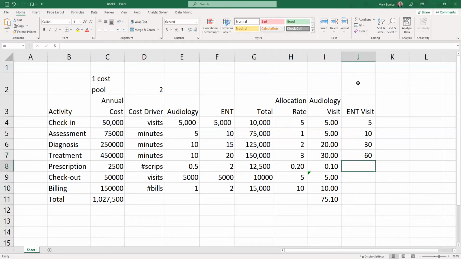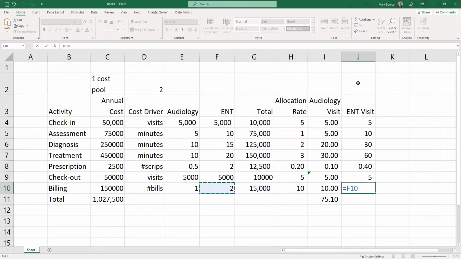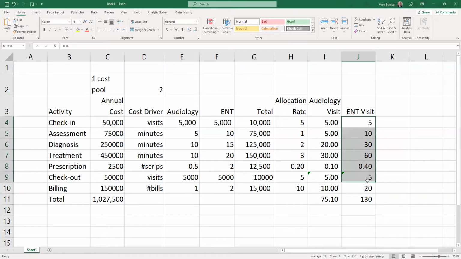All right. So then prescriptions. Well, prescriptions, we get an average of 2 prescriptions per visit times a rate of 20 cents per prescription, 40 cents. We check out. Well, we only check out once. We check in and we check out one time. So $5. And then billing. We get 2 bills per visit times an allocation rate of $10 per bill, $20. So then we add up our column and we get 130. And let me just add the decimals because we're missing 130.40.